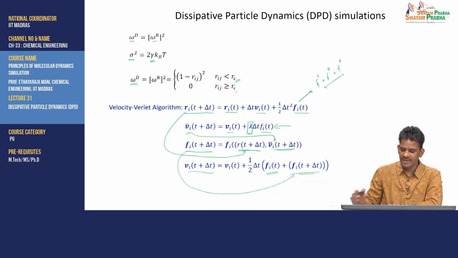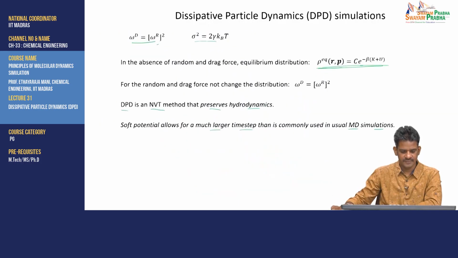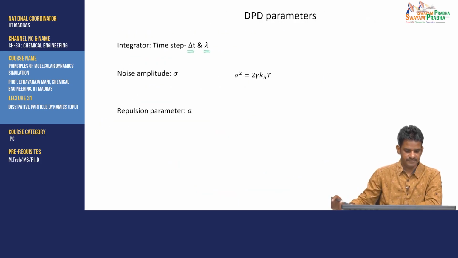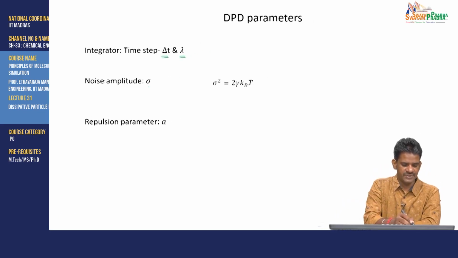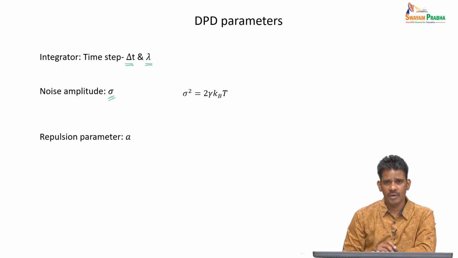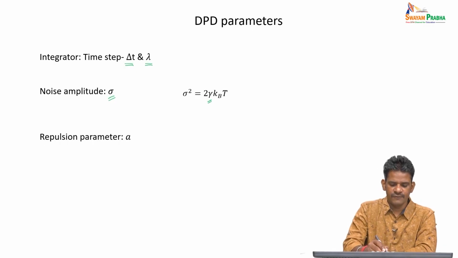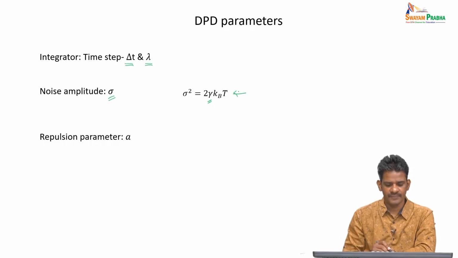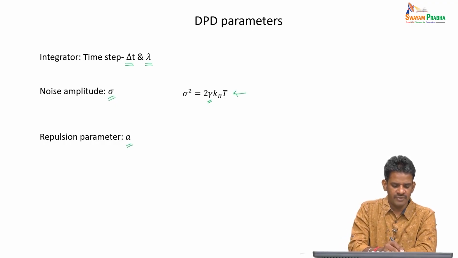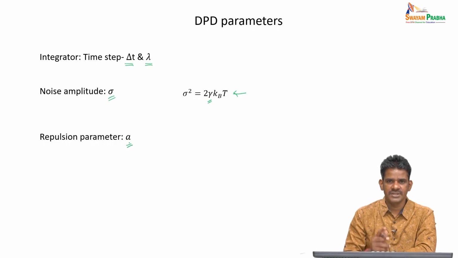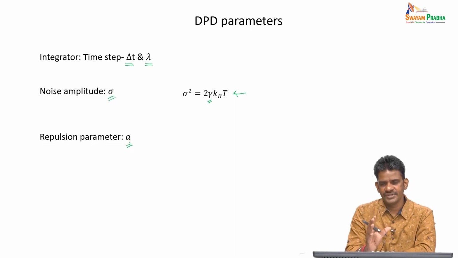Okay. So, this lambda is something that one has to specify along with the delta t. Then we also have to specify the noise amplitude sigma, and then this dissipative force amplitude gamma can be obtained from this relationship that we saw. In addition, we also need to find out what is the repulsive parameter, because this is something that tells you what is the repulsion between two DPD beads.